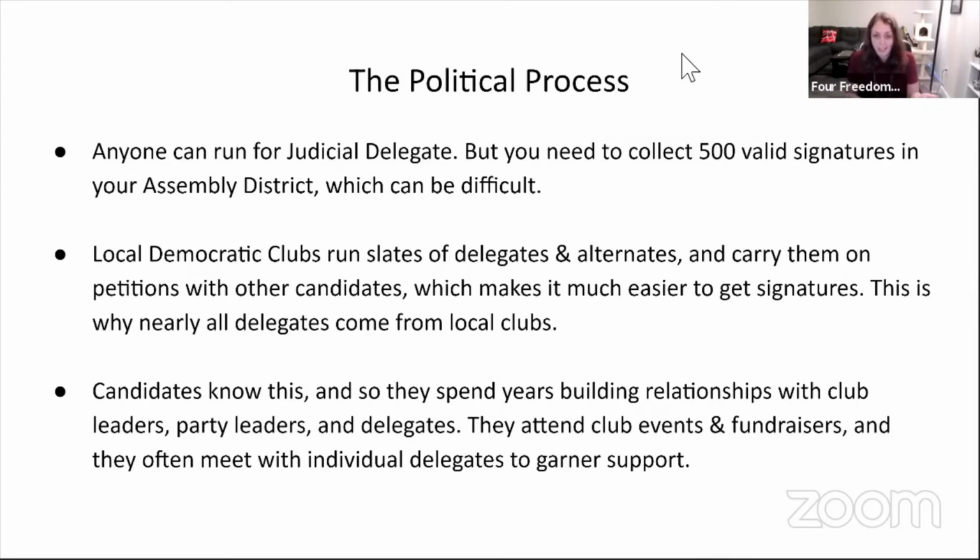And candidates know this. Folks who are running for Supreme Court or civil court know that this is the process. So they often spend years building relationships with these clubs, with club leaders, with party leaders, with the delegates. They attend club events and fundraisers. And if you've been to these events, you've met many judges there seeking to elevate to Supreme Court, because that's part of the process. They're trying to earn the support of the delegates, and they do that by building these relationships. So that's where the process is absolutely very political.